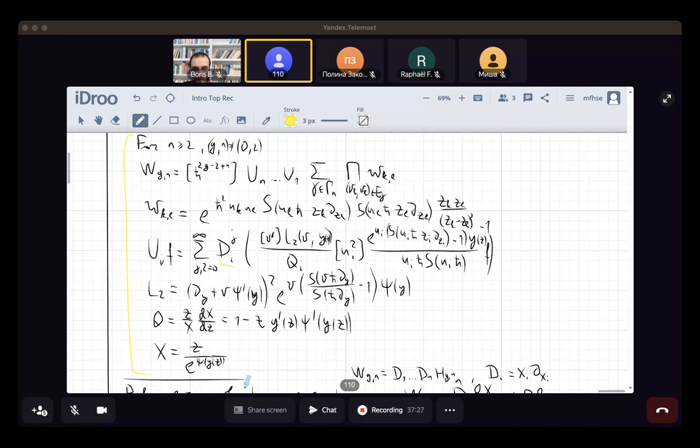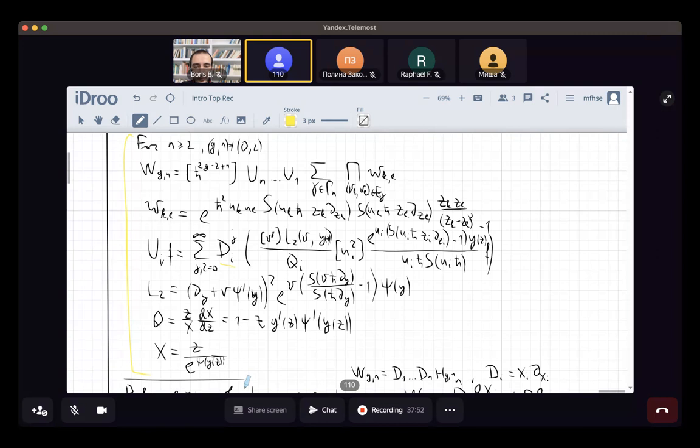Where else can these poles come from? They can also come from Q, because Q is Z over X. So we're looking at this formula, and we're trying to figure out where the poles at Pi can come from.